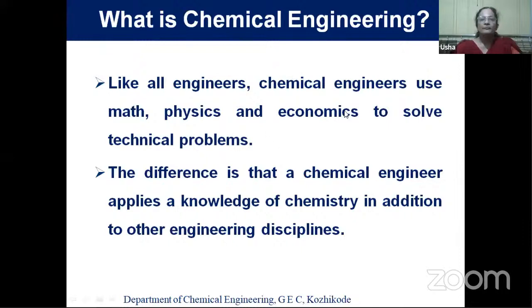What is different from chemical engineering? There is another branch of engineering. This chemical engineering is different. That means, like all engineers, chemical engineers use all these engineering branches. We are using maths, physics, and economics for the engineering problems. Other branches of engineering differ in that, as chemical engineers, we are using chemistry, in addition to the principles of chemistry. That is the difference between chemical engineering and other branches of engineering.